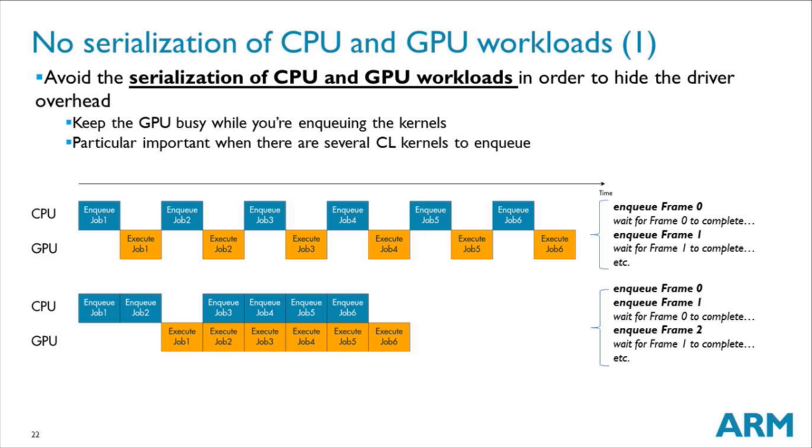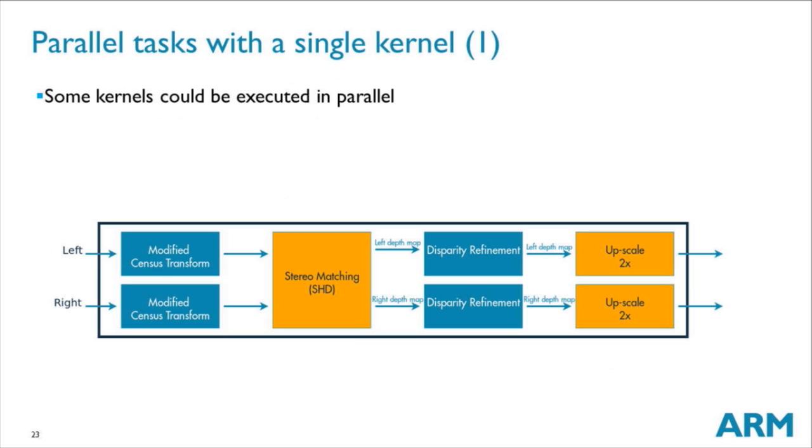Another important optimization, or suggestion I prefer to say: no serialization of CPU and GPU workloads. So try to avoid the serialization of CPU and GPU workloads in order to hide the driver overhead. What does it mean? It means that you need to try to keep the GPU busy while you are enqueuing the kernels in order to hide the driver overhead. But sometimes it's not enough, and it happens when we have several kernels to submit and few threads dispatched for kernels. But some kernels in our pipeline could be executed in parallel.